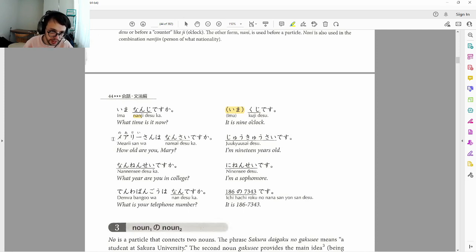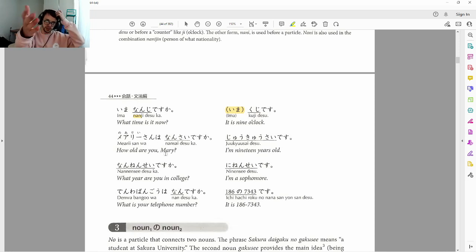So let's look here. Mary-san wa nansai desu ka? Right? So here we have another counter. The counter here was the time, right? And then here the counter is age. Sai is age, right? Nansai desu ka? So how old are you, Mary?